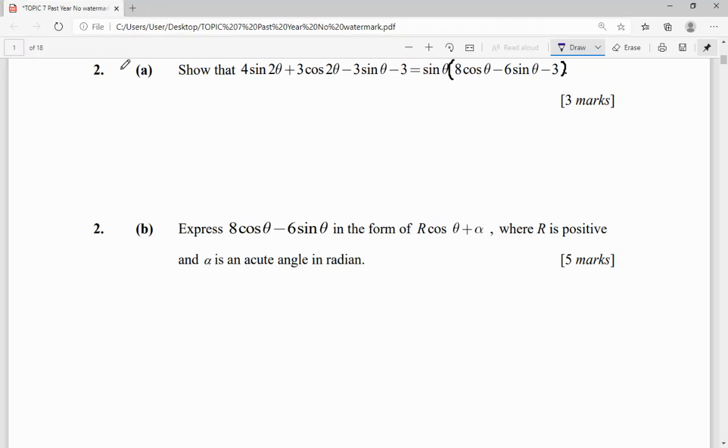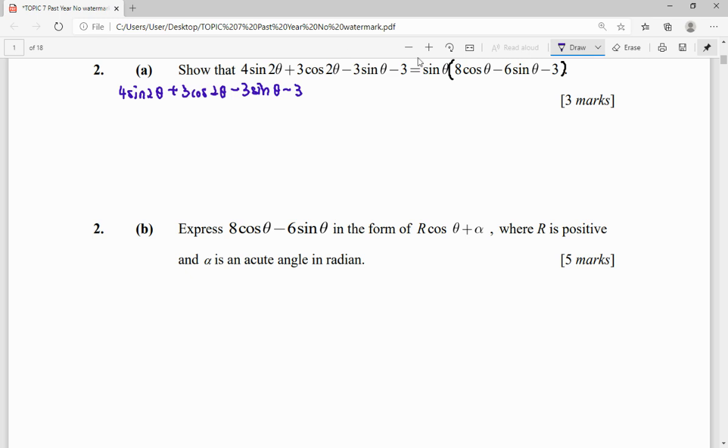For question 2, we have to show that 4 sine double angle plus 3 cos double angle minus 3 sine theta minus 3 equals to this answer. So we will start from our left hand side here. We will start writing 4 sine double angle. Write out the expression that we want to simplify. We will start from our left hand side and then we go to the answer, the right hand side.